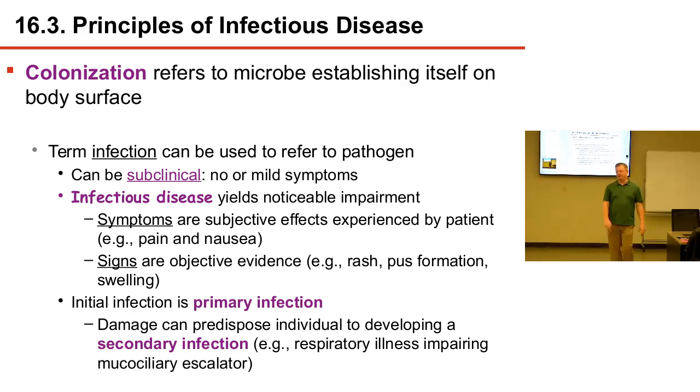Now there is something called subclinical. You can actually have a pathogen, and a lot of people do, and have no clinical signs. We call that subclinical, where you have no noticeable impairment. But then the next two are very important for you to understand: symptoms and signs. Symptoms are going to be subjective. These are going to be experienced by the patient, pain and nausea, right?